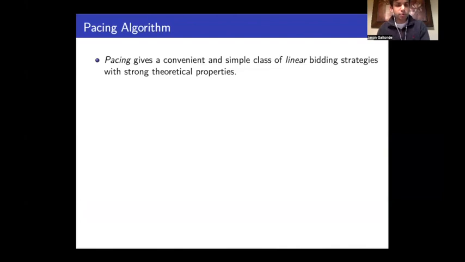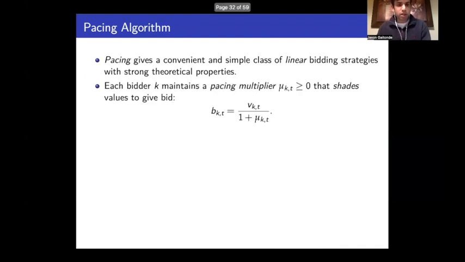And now let me tell you what pacing means, as I've mentioned a couple times. So pacing is a very convenient and simple class of linear bidding strategies. And I'll describe it a bit more in just a second, but these strategies have very strong theoretical properties, some of which I mentioned from this previous literature. And the idea is extremely simple. Each bidder K is just going to maintain some pacing multiplier, which we'll call mu sub KT at each time T. And this is going to be some number that's at least 0.